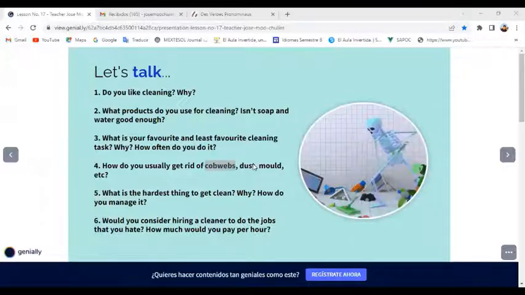Cobwebs son telarañas. Dust, as you mentioned, is some particles. Es polvo. And mold is something that is generated by the humidity when it's really hot and the water somehow evaporates. But it's known in Spanish as moho. Have you ever heard this word? Yes, it's small. Mojo.